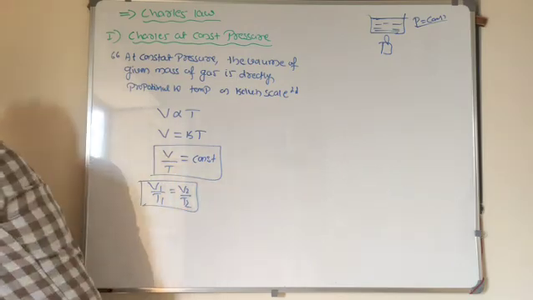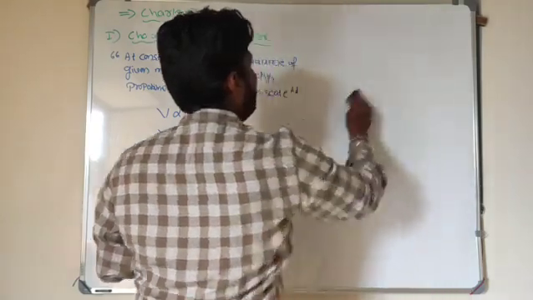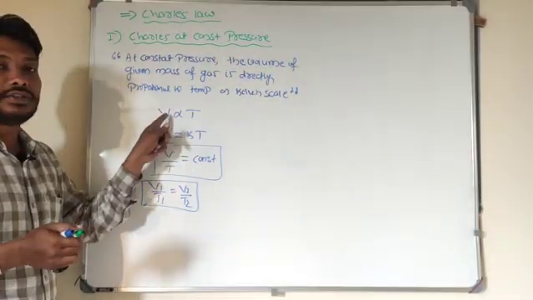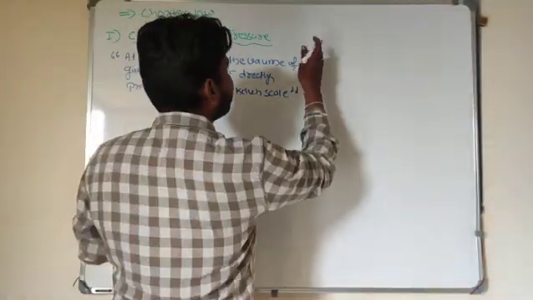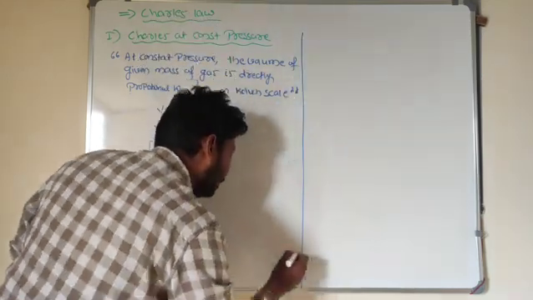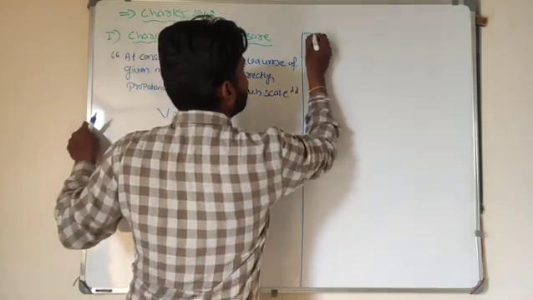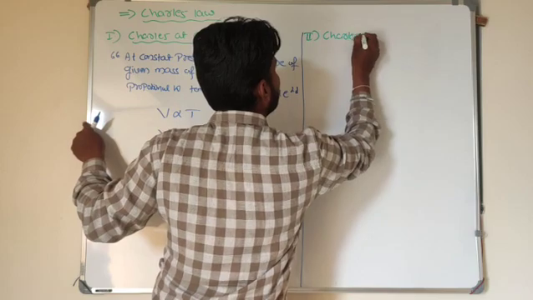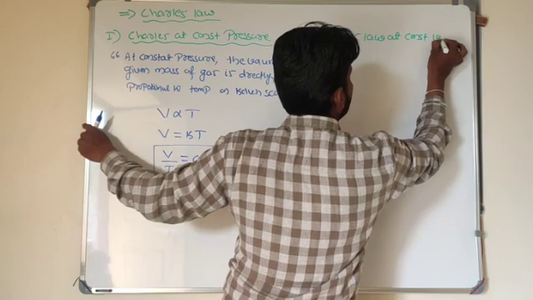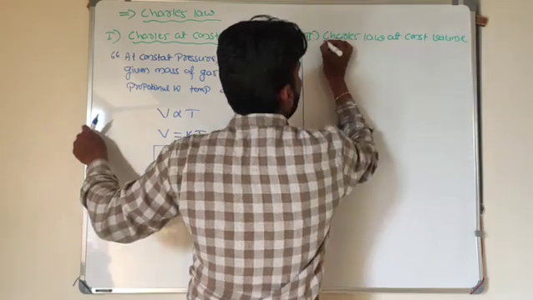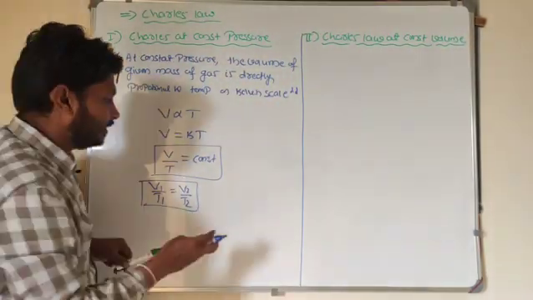Now we can consider Charles law at constant volume also. So we can understand the relation between volume and temperature. Already I have come to know that volume and temperature are directly proportional. Now we can consider Charles law at constant volume here. So look at here, I will consider gas in a container.